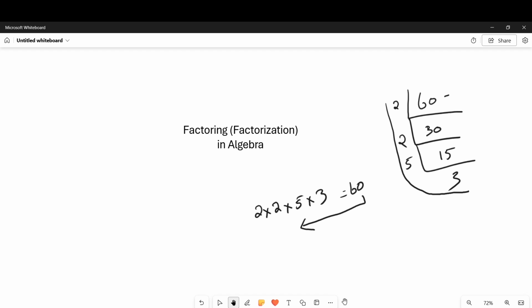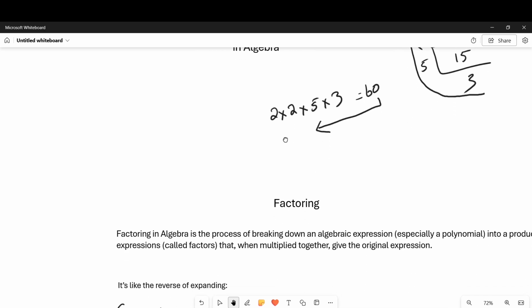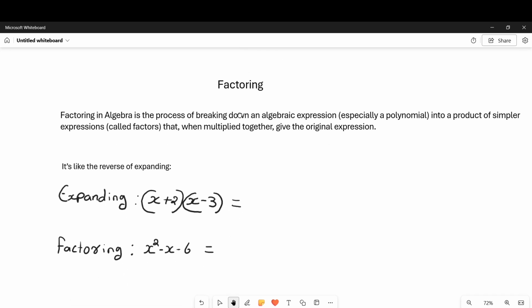The same thing we can do in algebraic expressions also. When we are solving algebraic expressions and equations, we need to factor the main expression in terms of its simple factors. That will help us to solve the equation. In this video I'm going to teach you how to factor these algebraic expressions. Okay, let's start with the definition of factoring.